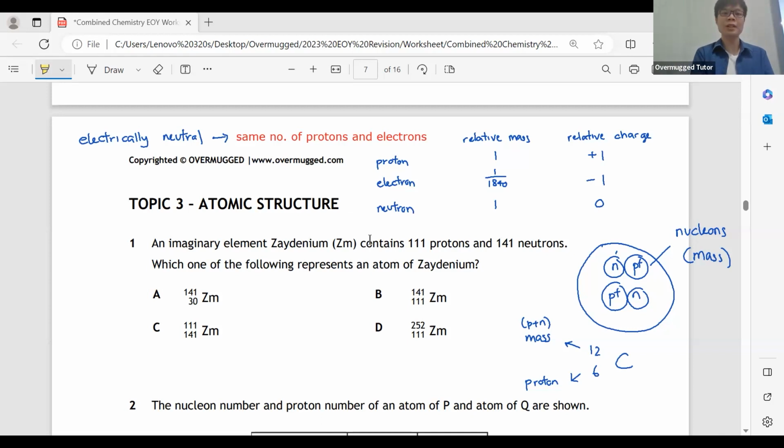Right, then let's take a look at the first question. This element has 111 protons and 141 neutrons. How do you write the chemical symbol of that element? It means that I express it in this notation. 111 protons, so proton number should be 111. And then the mass is 111 plus 141, giving you 252 as a mass number.